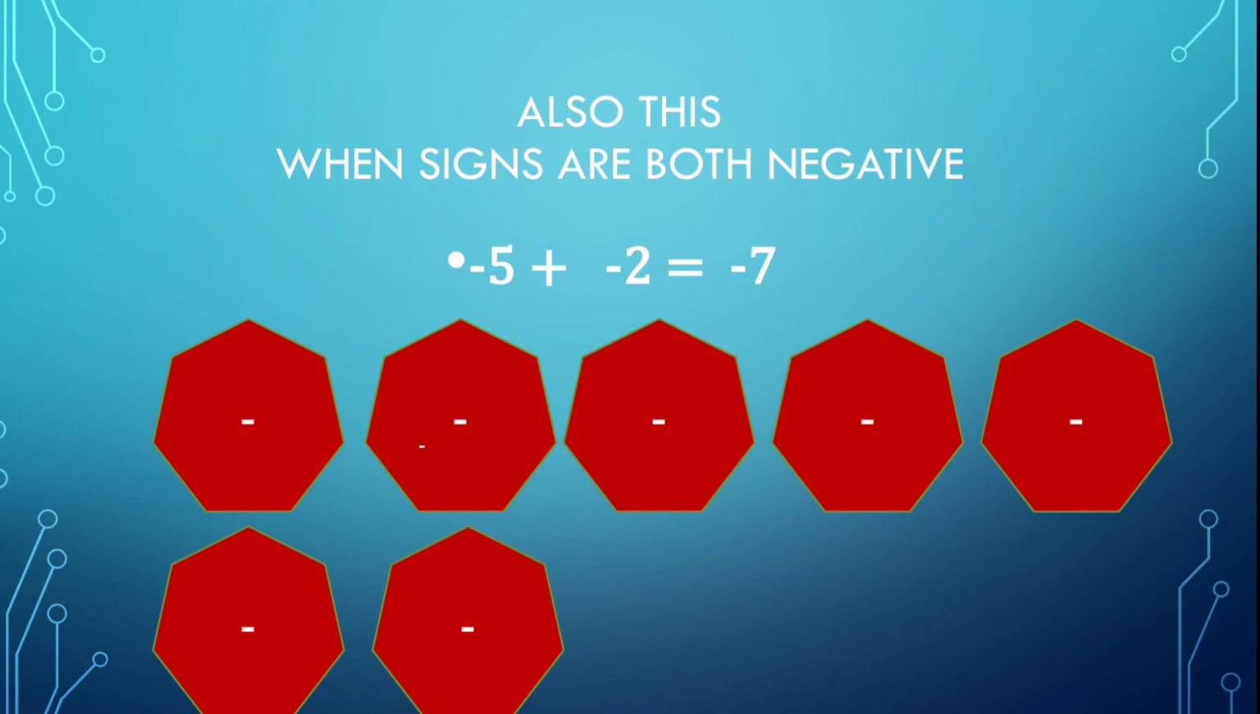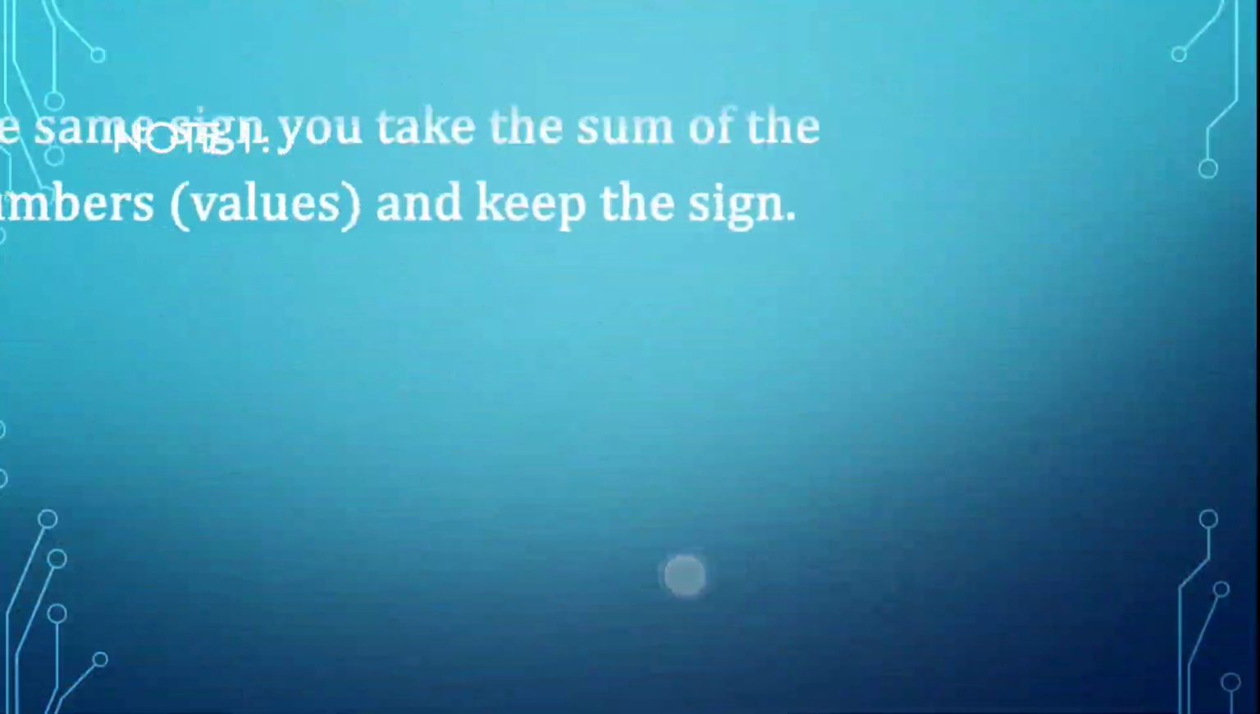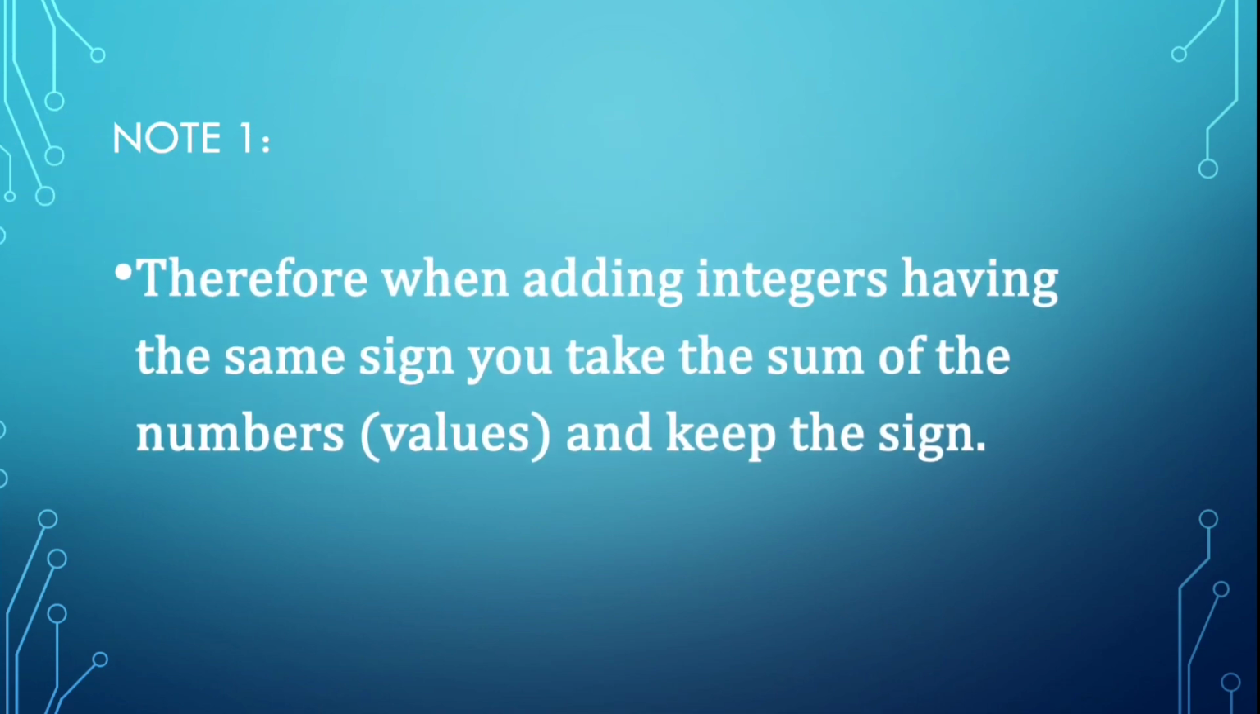Let's keep going. We want to check out what it looks like when we're adding numbers of different signs. But before that, take note of this. When adding integers having the same sign, you take the sum of the values and you keep the sign. So if both numbers are positive, the sum will be positive. If both numbers are negative, the sum will be negative.